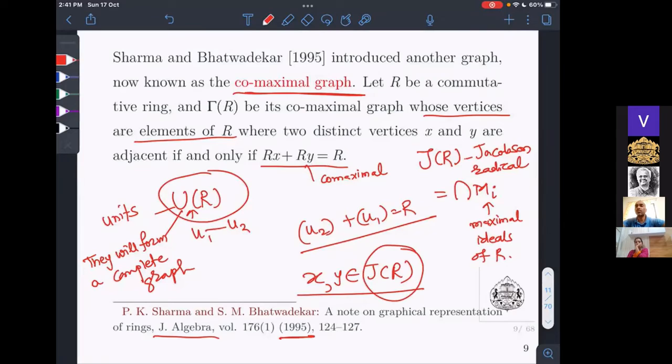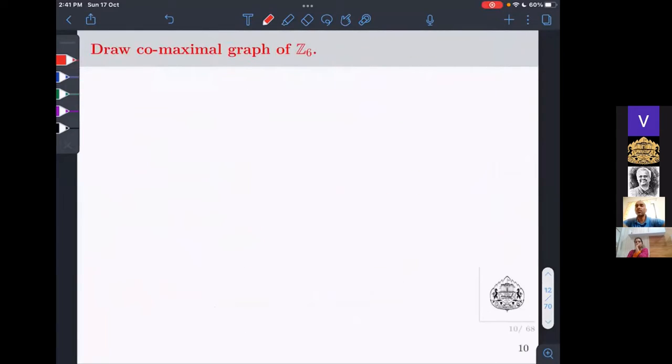So if I look at a simple example, let us look at Z6. So in Z6, what are the elements? So we have one, two, then we have three, four, five, and zero, right? So they are the vertices. Keep in mind, I'm looking at Z6. Now look at the adjacency.